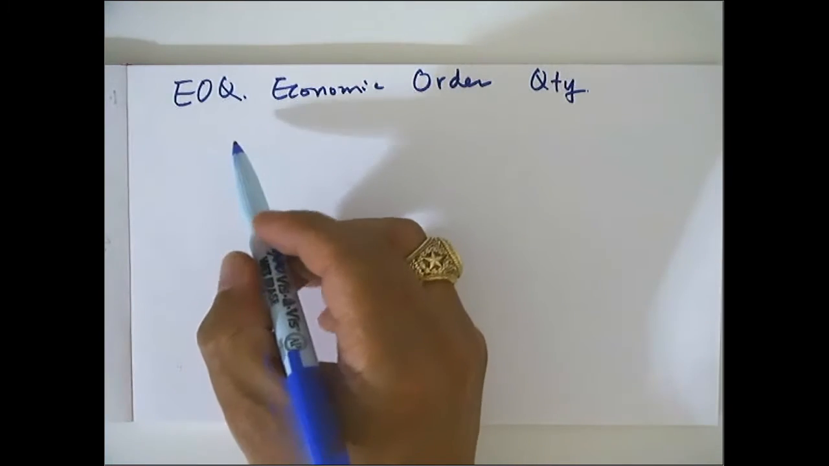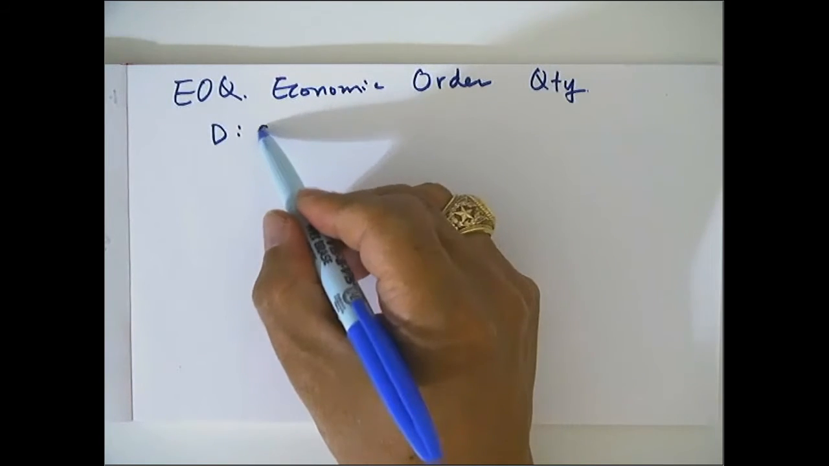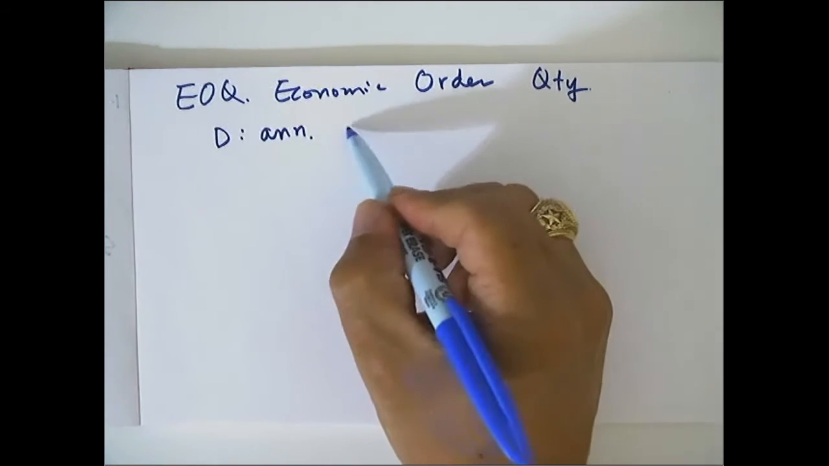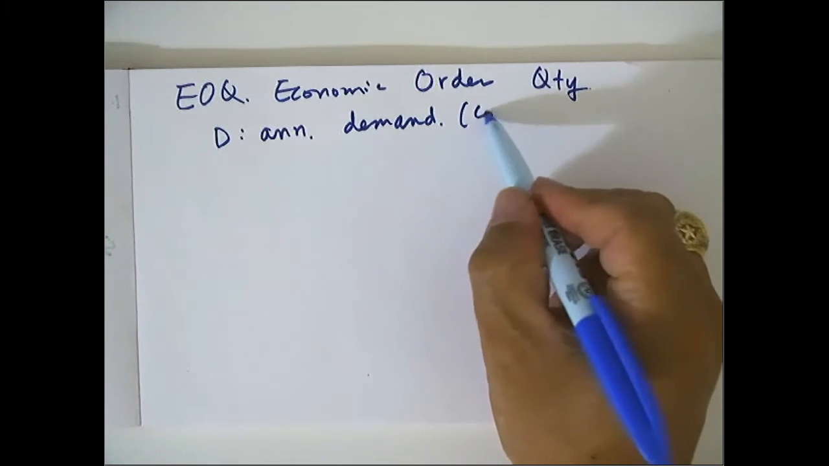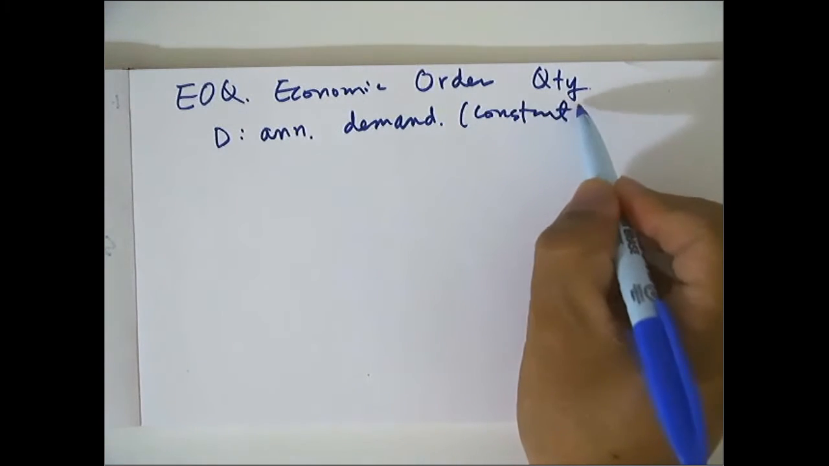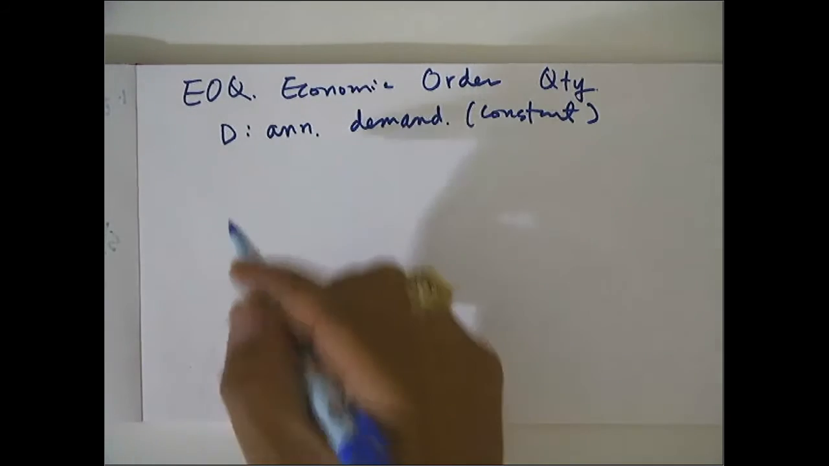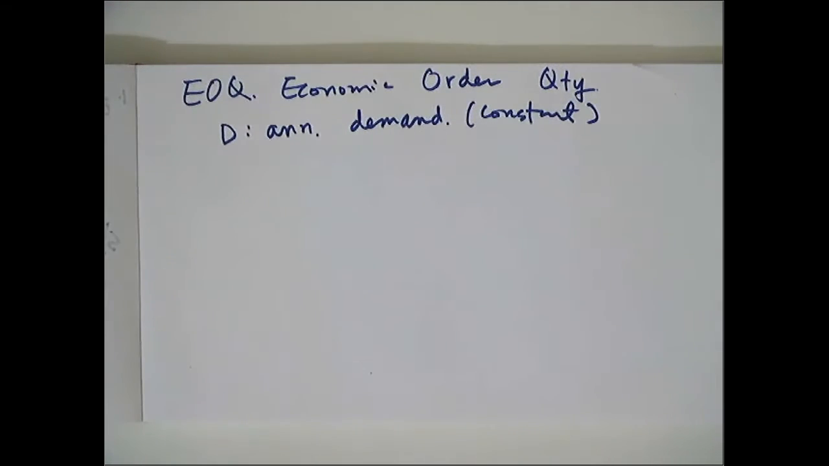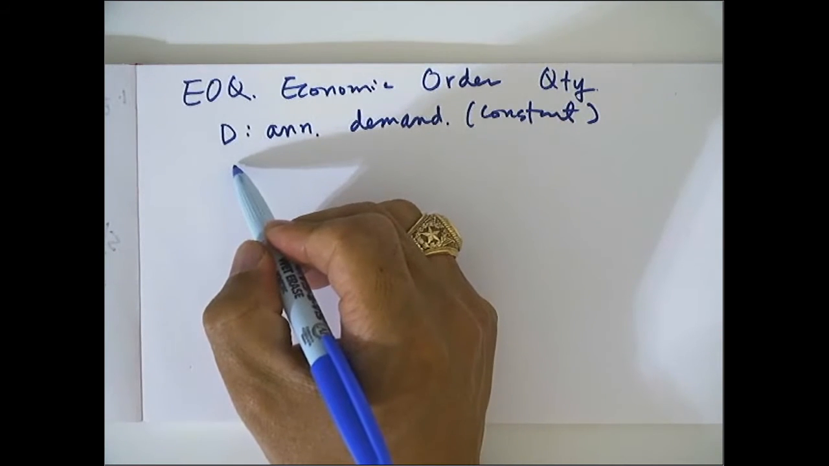First of all, we have this kind of notation. We have annual demand D. This is constant, which means there is no uncertainty. We have a certain demand. Also, we have a fixed lead time, but we don't need to take the fixed lead time into account because we have to place the order before a certain date.